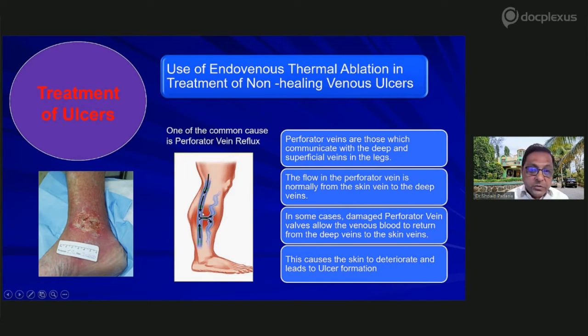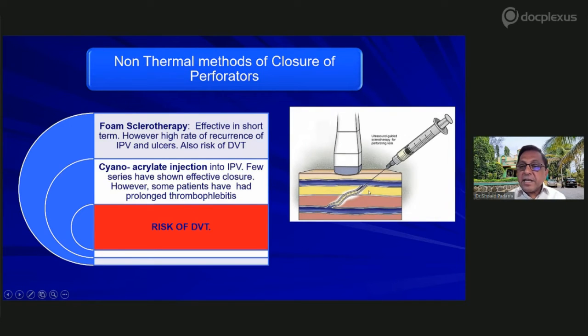So if you can close this perforator vein, then obviously these problems will be taken care of. How can we close these veins? One is you can directly inject a sclerosing solution under ultrasound guidance into this perforator vein. However, this is a short-term effectiveness. It tends to open up again, and also a high rate of recurrence and high risk of DVT. Nowadays, people also inject glue, but again, the problem is prolonged thrombophlebitis and the risk of DVT. So one has to play safe.